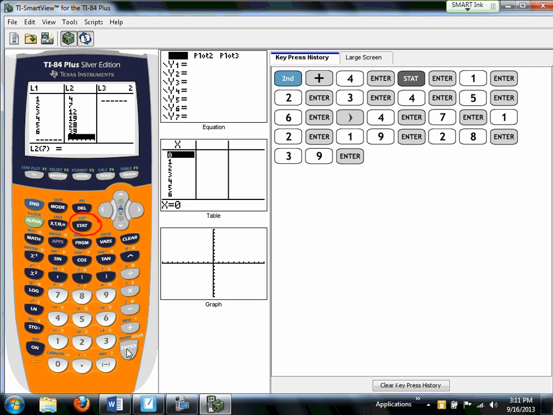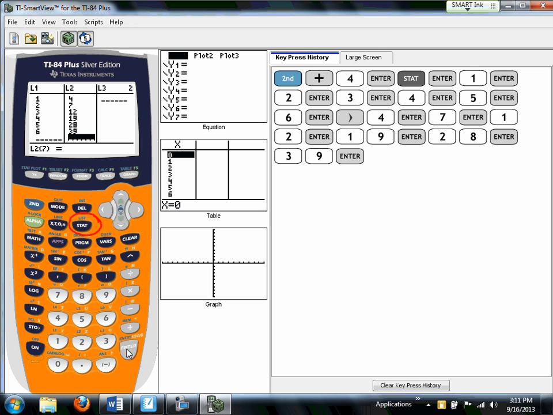So take a second here, double check that you typed everything correctly. We have 1, 2, 3, 4, 5, and 6 on column 1, or list 1. My second list is 4, 7, 12, 19, 28, and 39. Once I'm secure that my lists are good, what I need to do is now calculate my regression.